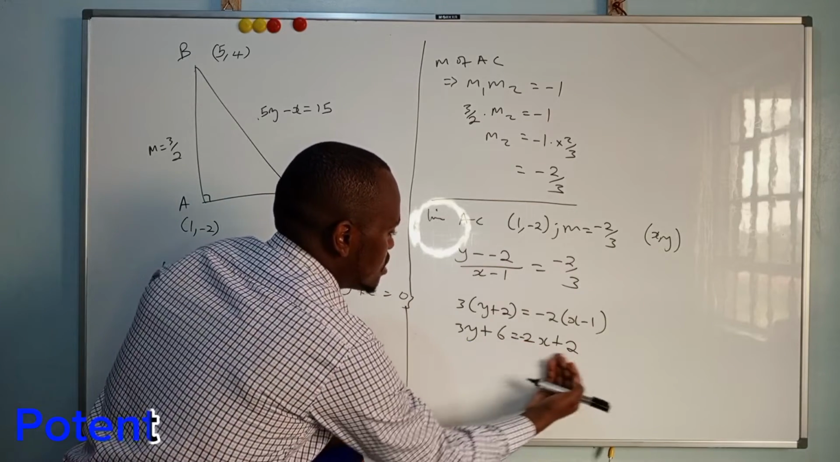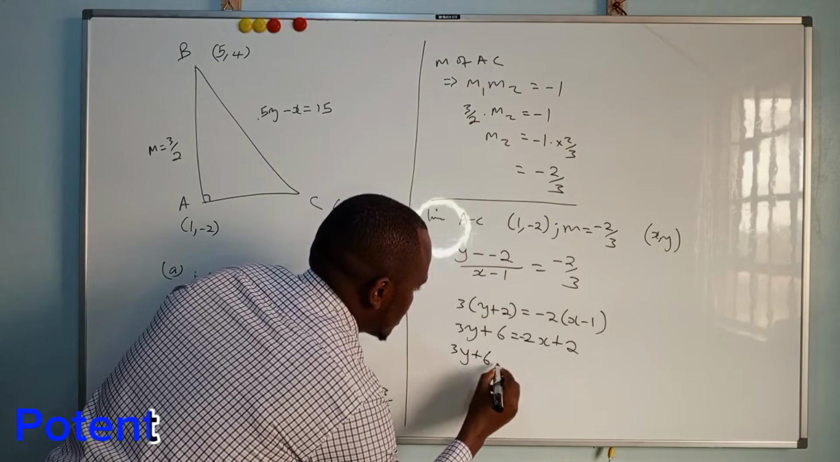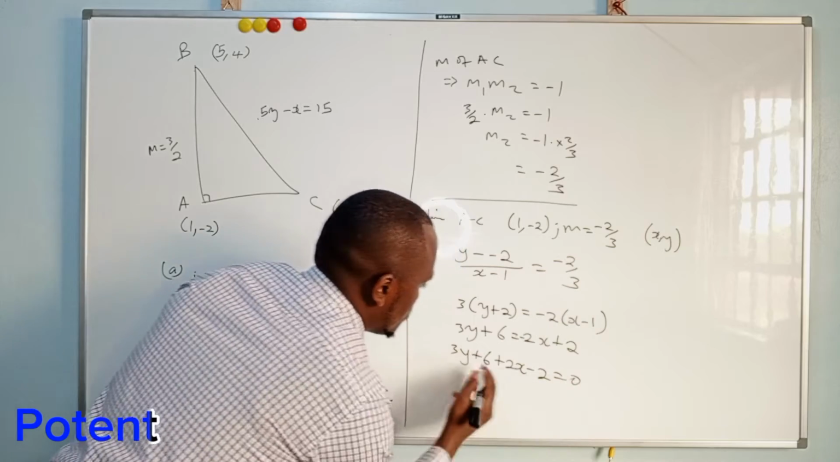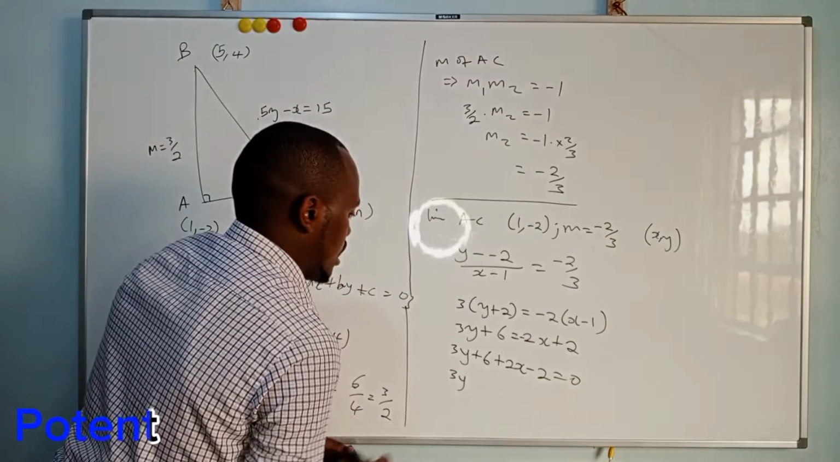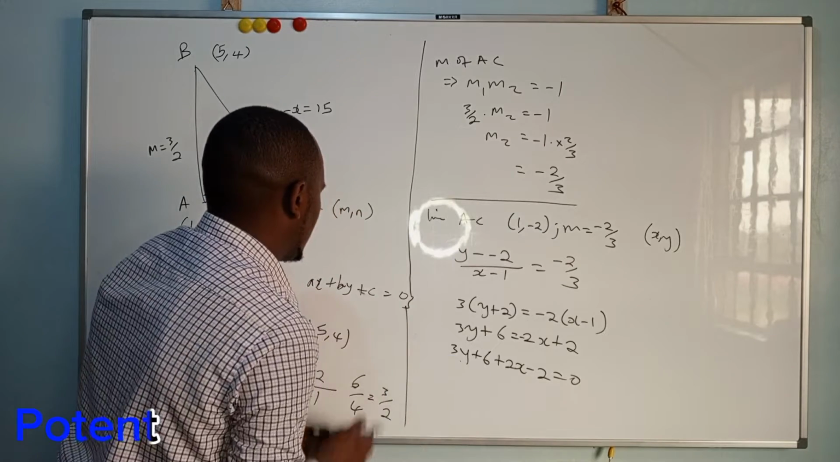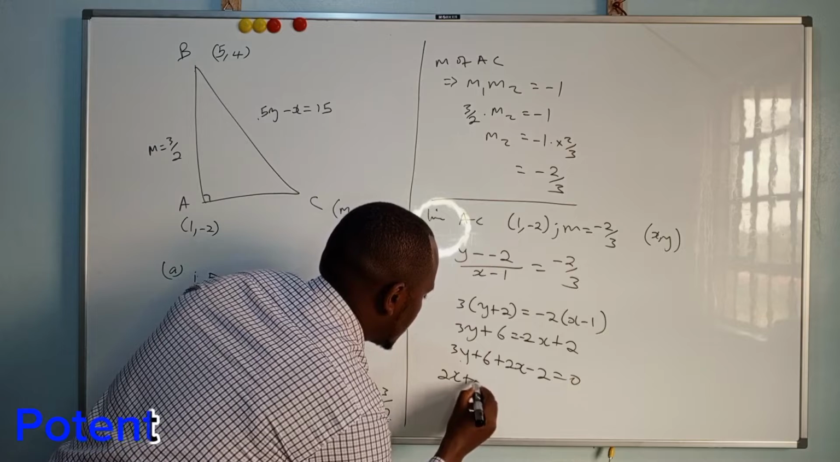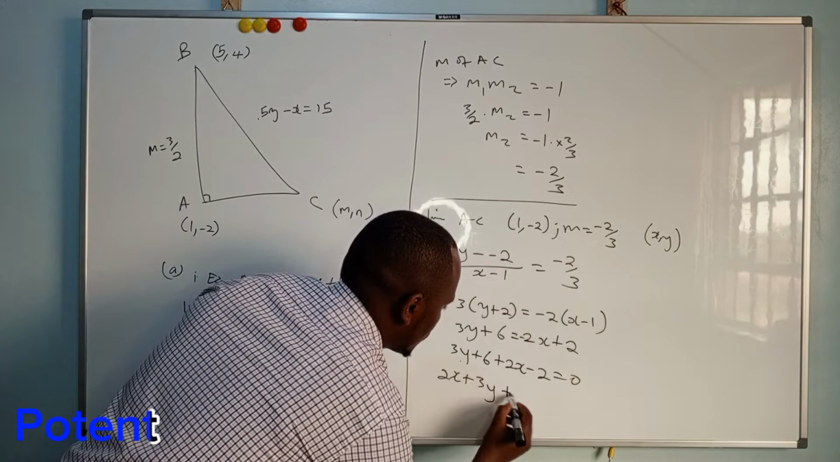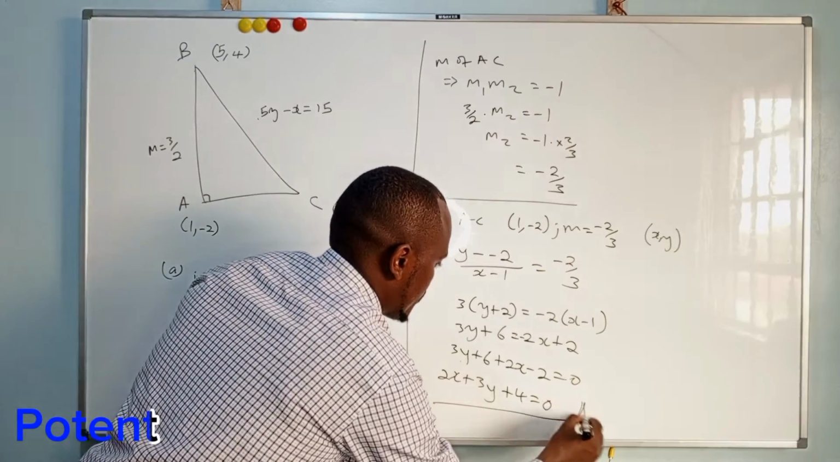So all these values we leave at this side. So you have 3y plus 6 plus 2x minus 2 equals 0. Put like terms together. You start with the one you are asked to start with, which is the x. So 2x plus 3y, then plus 6 minus 2 is plus 4, equals 0. So this is your answer.